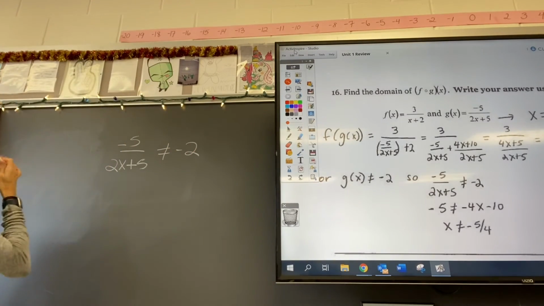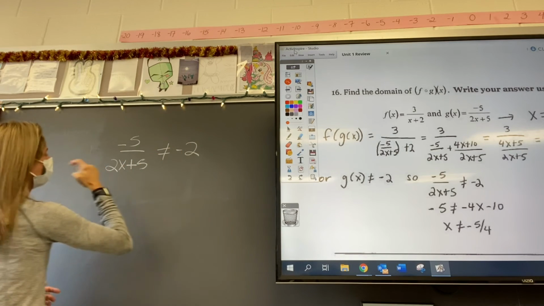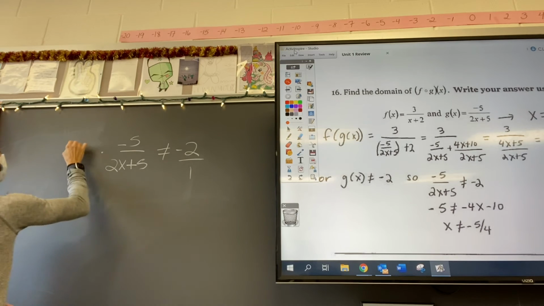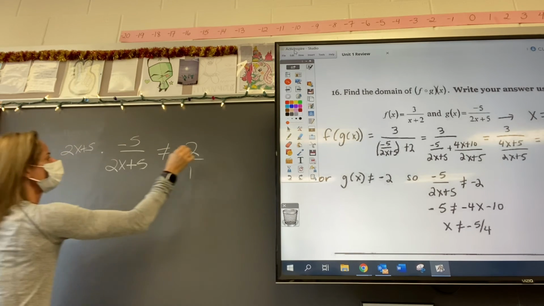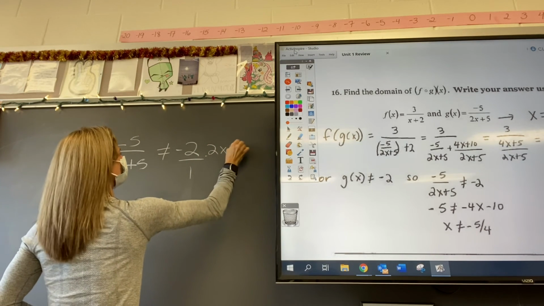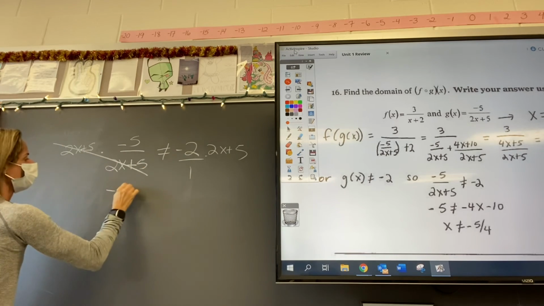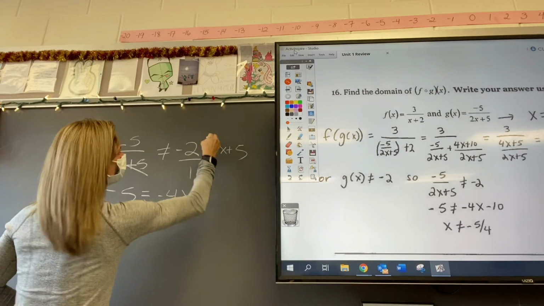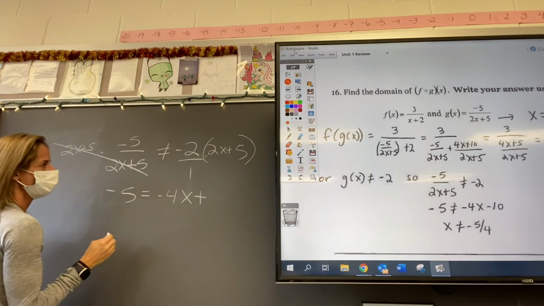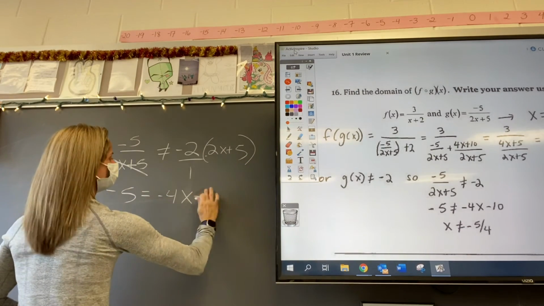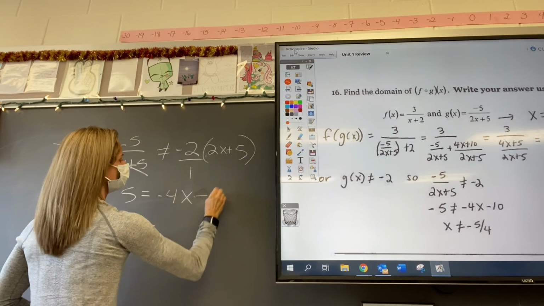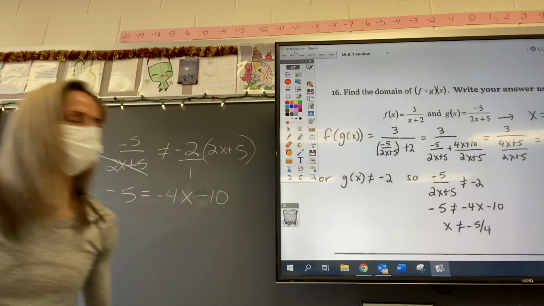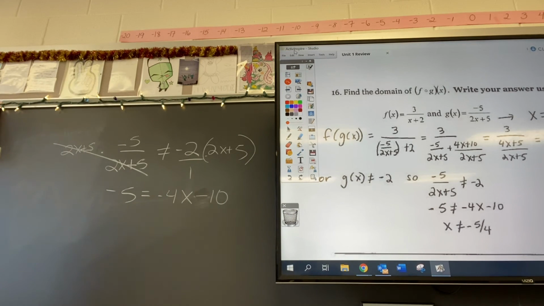Okay. So if I multiply both sides by, this is like a 2 over 1, right? 2x plus 5, 2x plus 5, boom. Negative 5 equals negative 4x plus, and this is the quantity 2x plus 5. So this is a minus 10. That's how I got that. And then you can solve it from there, two-step equation.